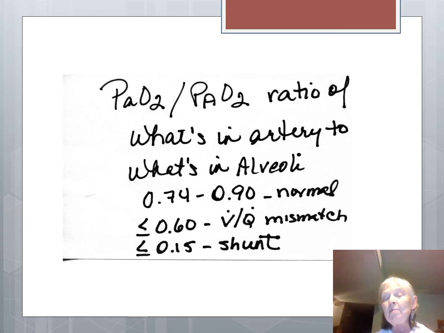Now you want to remember that if you have a VQ mismatch, if we give you oxygen, we should see an increase in that PaO2. The normal value for your A to A ratio is 0.74 to 0.90. Anything less than or equal to 0.60 is a VQ mismatch. Anything less than or equal to 0.15 is a shunt. What's between 0.61 and 0.73, you're fairly normal again. Remember, this is also based on your age at that particular point.